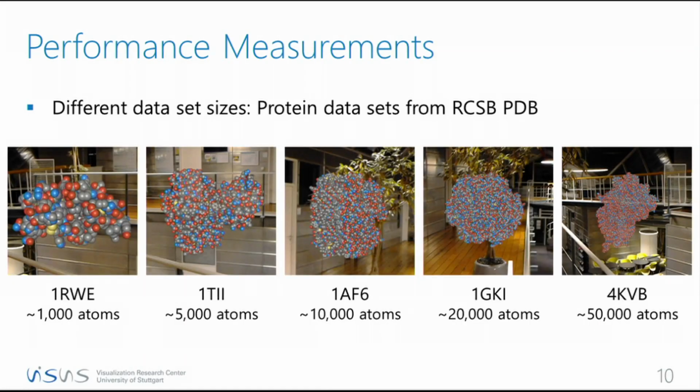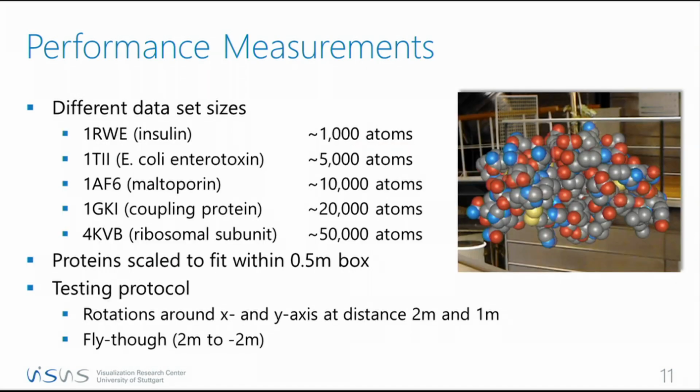For the performance measurement, we chose 5 different data sets. The smallest one has just 1,000 atoms, a really small insulin fragment. And going up all the way to 50,000 atoms, which is not a really huge data set, but a fairly large protein: the large subunit of a ribosome. We had in-between data sets, going in steps up to 50,000 atoms. These are the test data sets. And all these proteins were scaled to fit within a 0.5 meter box, about 2 feet side length.